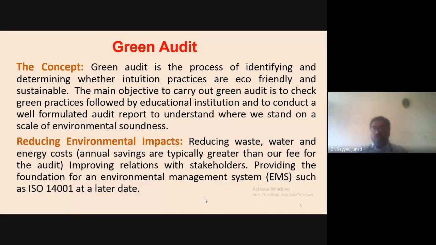Okay. So, reducing the environmental impact. What is the meaning of reducing environmental impact? We have to reduce the impact of the educational institute area on the greenery and the environment. That means reducing waste, water, energy costs, and other things. If you see the energy cost, the annual savings are typically greater than the fee for the audit. It also improves relations with stakeholders.